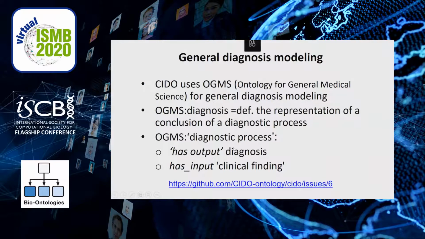So in the process, we can see it has output of the diagnosis conclusion, but it's based on or has input clinical finding. The finding can be from the phenotype or lab testing or CT testing. So the results from there we can use them for diagnosis.